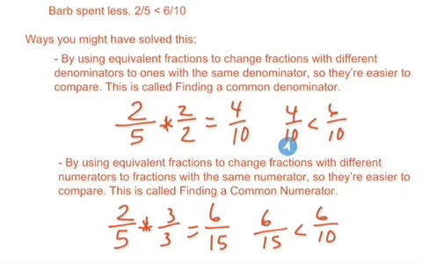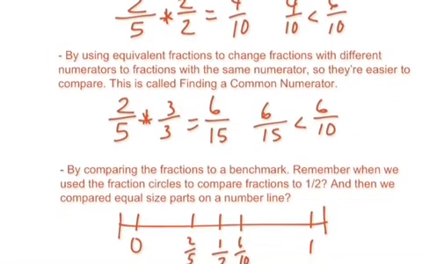Well, 4 of the 10 pieces is less than 6 of the 10 pieces, right? So finding a common denominator works pretty well if they're multiples of the same number, okay? Another option, I could have changed the numerators to match. That's called finding a common numerator.